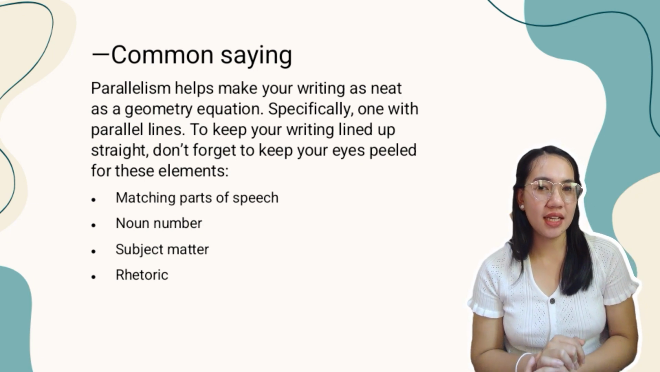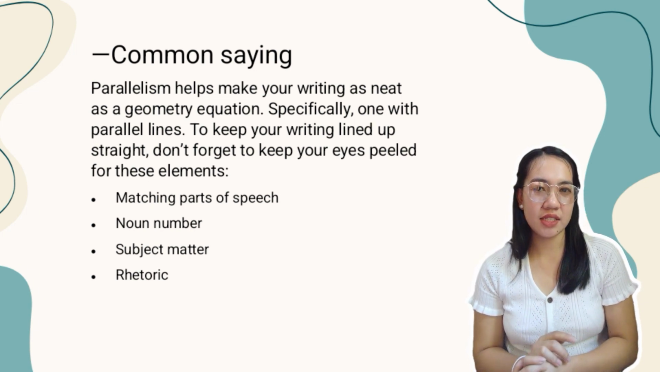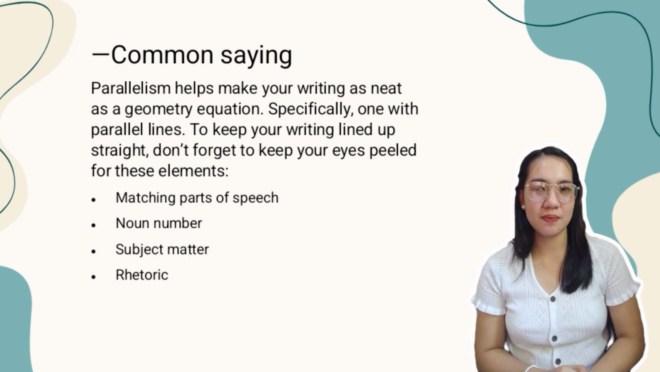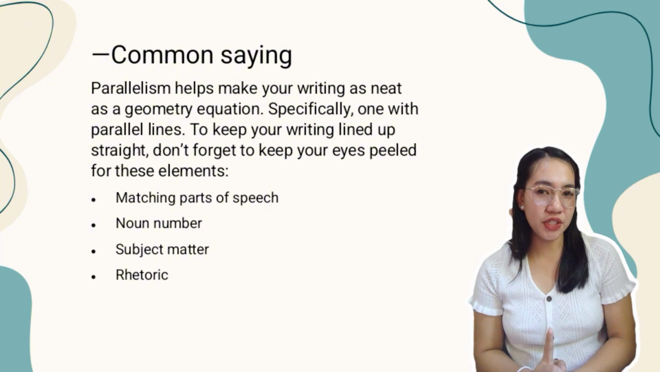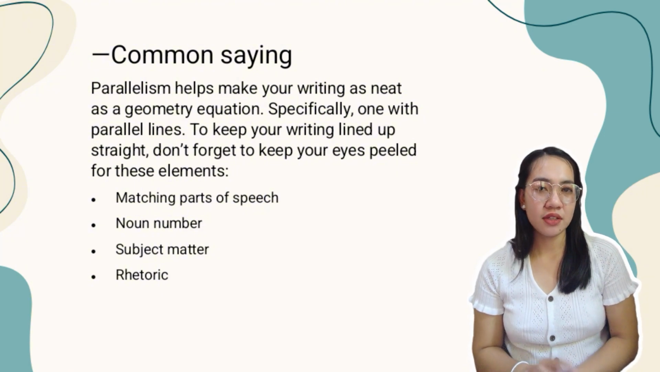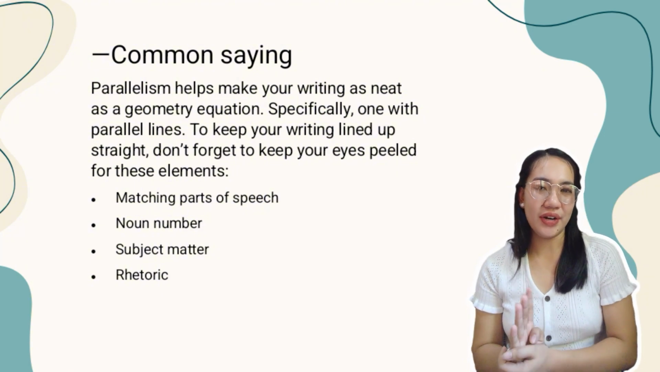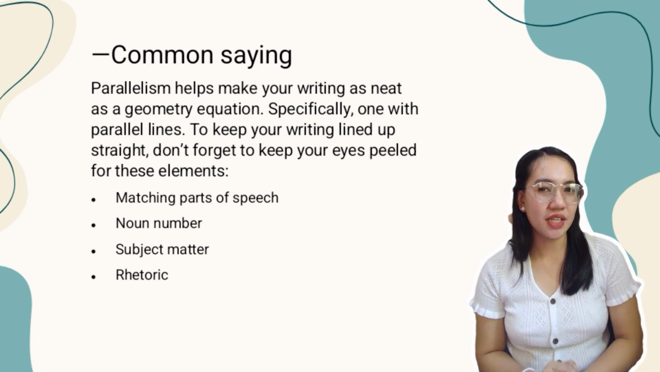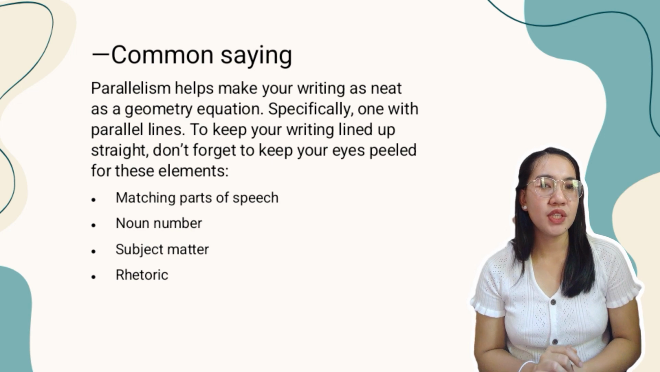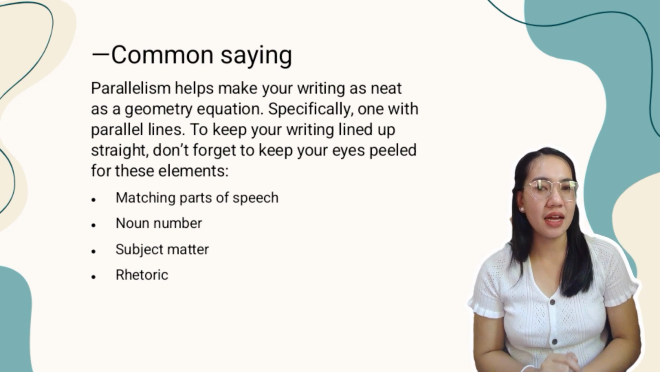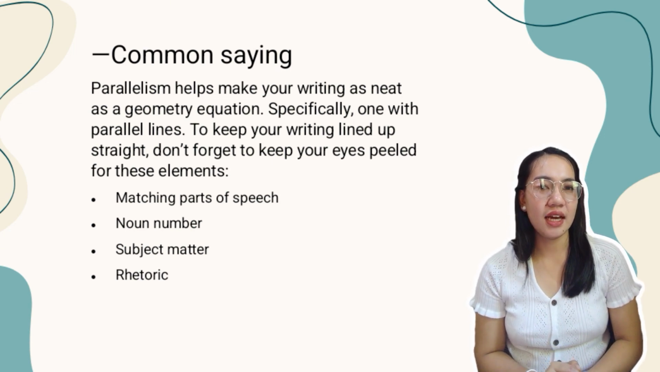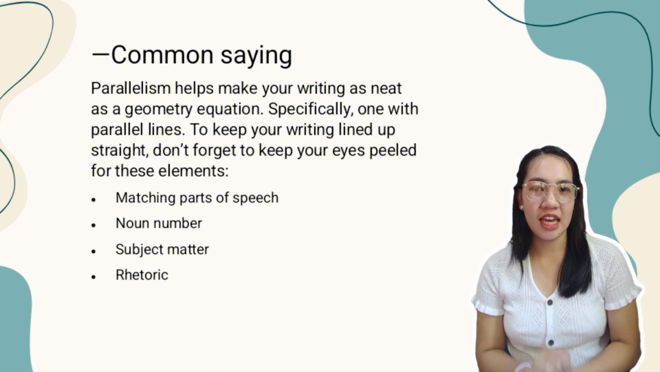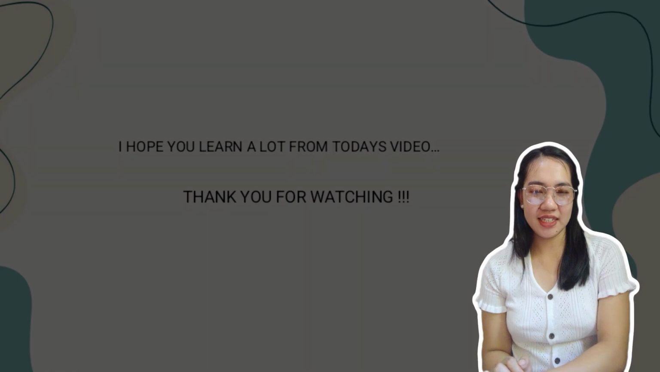To keep your writing lined up straight, don't forget to keep your eyes peeled for these elements: matching parts of speech, noun number, subject matter, rhetoric. You know what they say? You win some, you lose some, but use parallelism correctly in your writing and speech, and you're that much more likely to say, I came, I saw, I conquered.